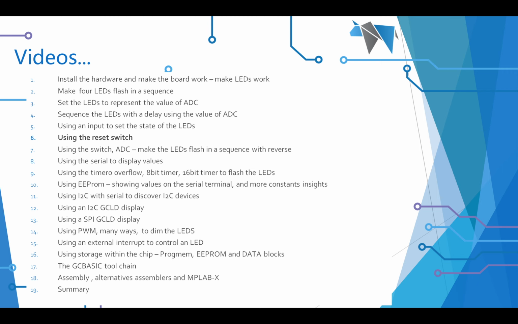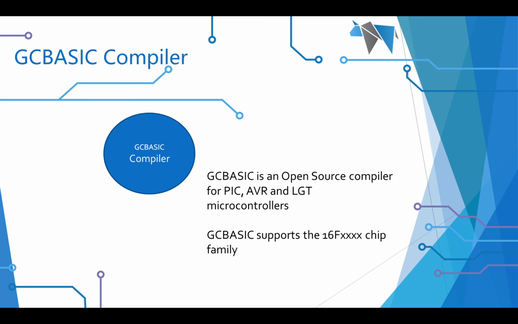Number 6, it's quite important to understand how this operates and a quick way to understand the settings. GC Basic is an open source compiler for the PIC, AVR and LGT microcontrollers, and supports 16F. These programs and this approach can be used on any of the legacy chips that do not have PPS. And I'll show you a really quick way to figure out whether a chip has PPS.